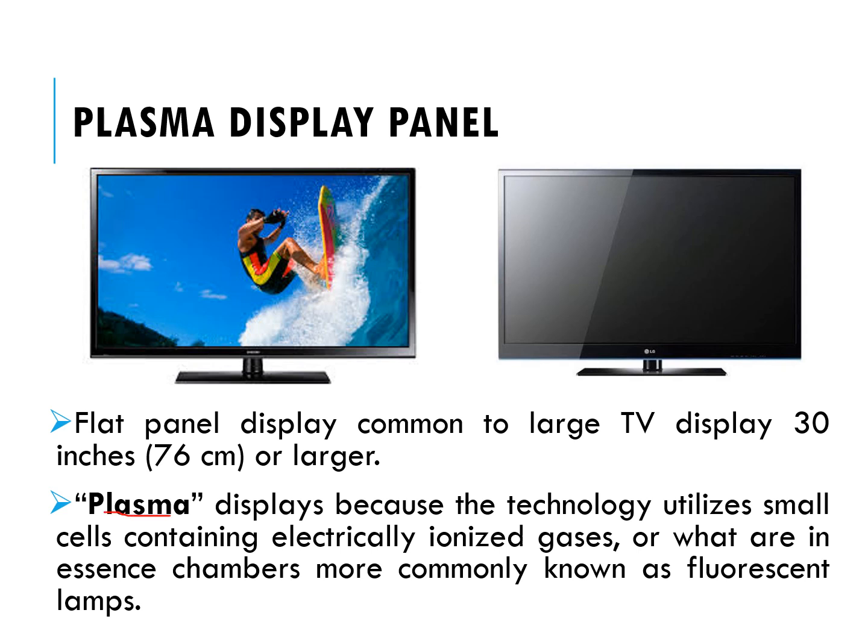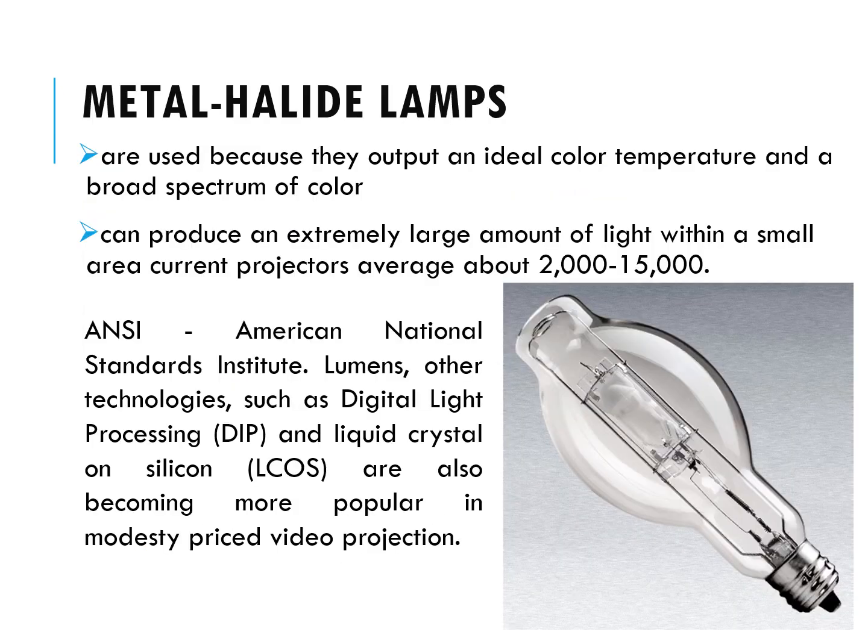Plasma displays are so called because the technology utilizes small cells containing electrically ionized gases, or what are in essence chambers more commonly known as fluorescent lamps. Metal halide lamps are used because they output an ideal color temperature and a broad spectrum of color, and can produce an extremely large amount of light within a small area. Current projectors average about 2,000 to 15,000 ANSI, or American National Standards Institute, lumens. Other technologies such as digital light processing, or DLP, and liquid crystal on silicon are also becoming more popular in modestly priced video projection.